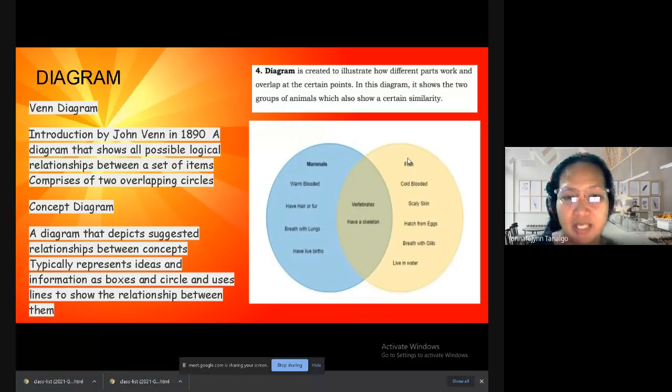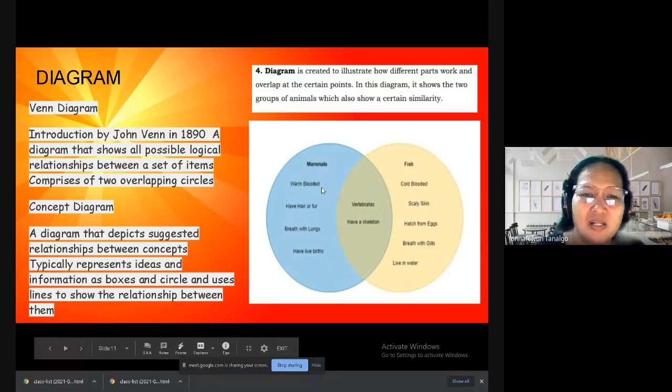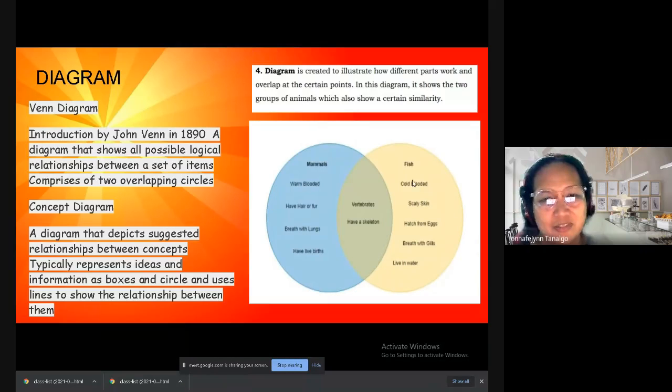It shows here an example of two groups of animals, mammals and fish, which also show a certain similarity. They're similar in that they're both vertebrates and have a skeleton.